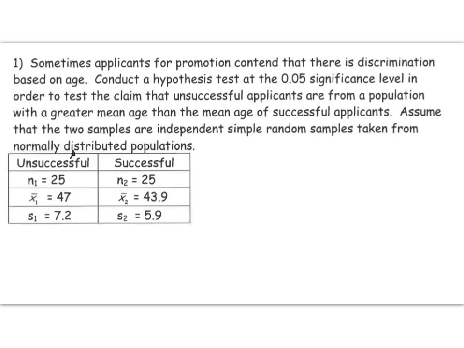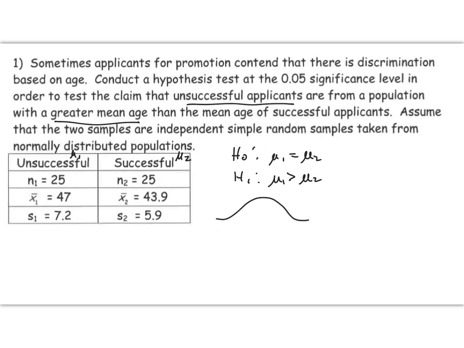Unsuccessful, we'll call that mean 1. Successful will be mean 2. The null hypothesis is that those means are equal. My alternative, or challenge to that, is that mean 1, unsuccessful applicants, have a greater mean age. So mean 1 is greater than mean 2. Drawing that out, that's going to be a right tail test.